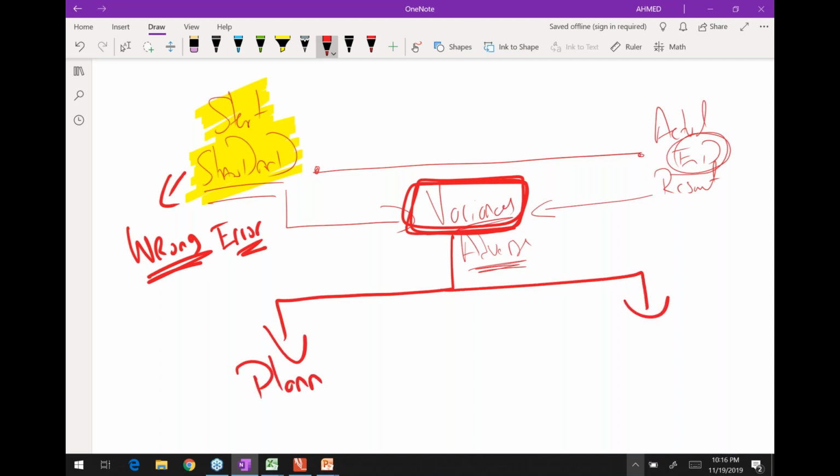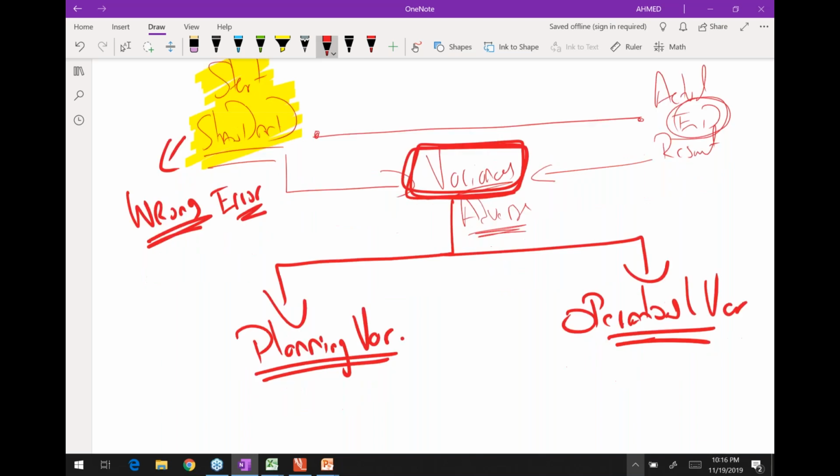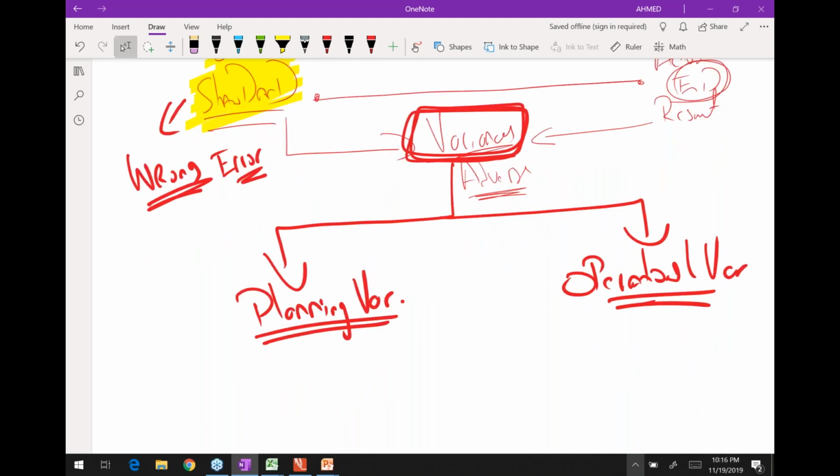Planning variances. This is the concept that people lack. Sorry to say, people just learn the formulas and that's it. And the operational variances. Planning variances and operational variances. You have to watch my previous videos or webinars. You will get a better idea. So you break this variance into two parts. And this is how you find out.